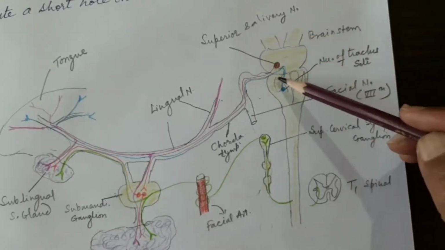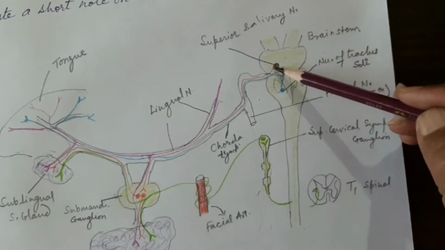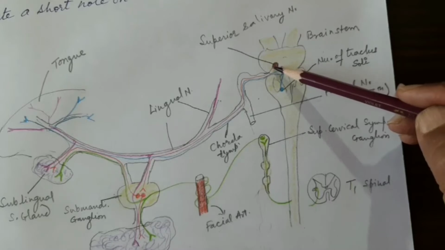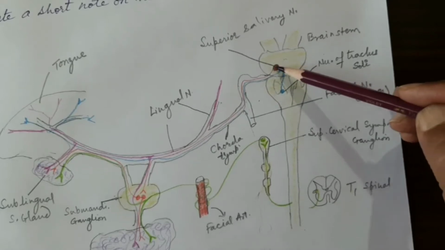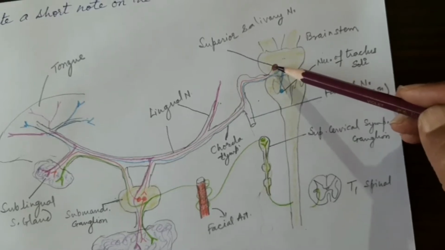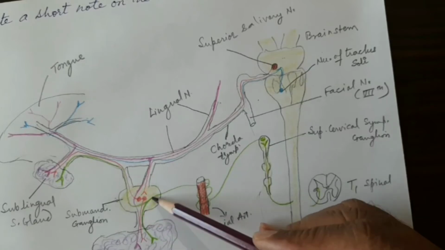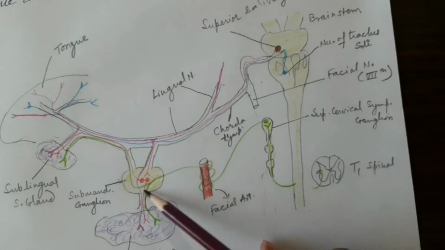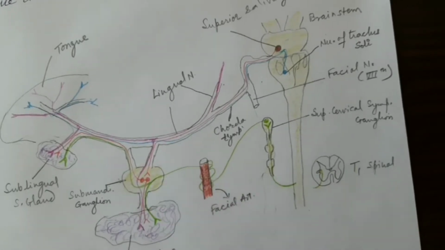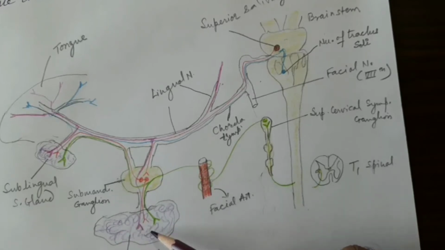This is the midbrain, this is the pons, this is the medulla, and this is the spinal cord. In the pons there is the superior salivatory nucleus, and in this nucleus thousands of neurons are located, and they are the preganglionic parasympathetic neurons. Their axons travel right up to the submandibular ganglion, where another set of neurons is located, called the postganglionic neurons. The axons of these postganglionic neurons innervate the submandibular gland as well as the sublingual gland, and they are secretomotor in nature.